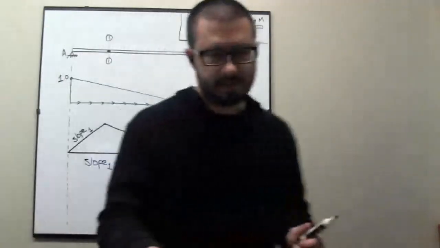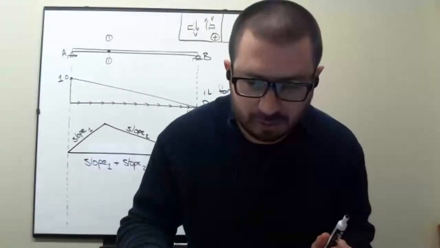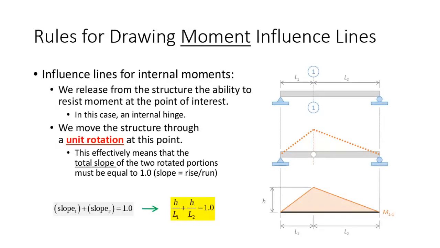Now, I've got some figures here that describe this a little better than I can draw. So let's go to here. All right, so this is a little clearer. We have the influence lines for moments. What we're going to do is remove from the structure the ability to resist moments, so we put an internal hinge at the point of interest. We then move the structure through a unit rotation. So what that effectively means is that the total slope of those two rotated portions must be 1.